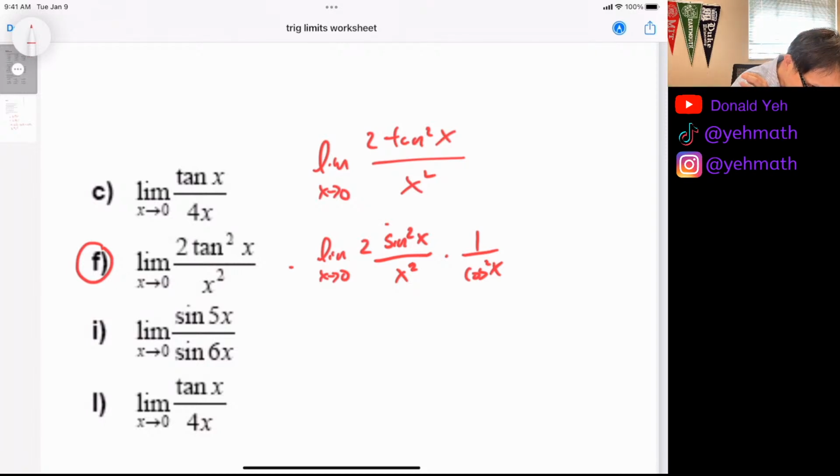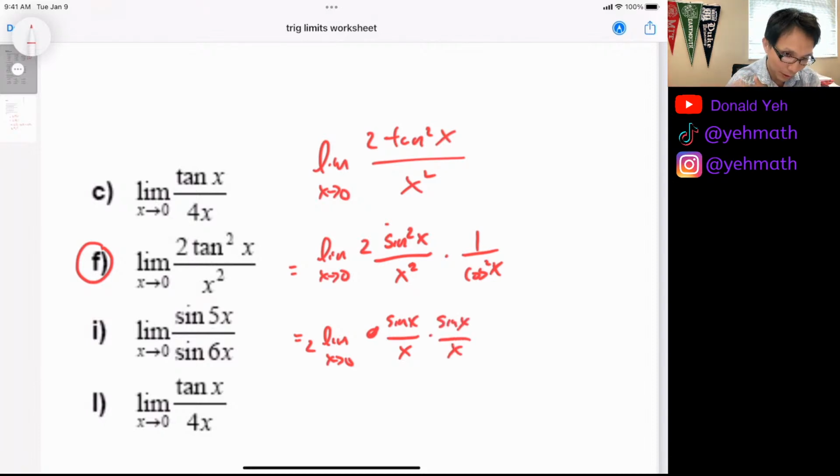And the nice thing is this. Can I just write down the limit as x approaches 0? I can even take a 2 out. And this one, just like the shadow clone we talked about yesterday, is sine of x over x times sine of x over x. Does that make sense? Because sine squared of x over x squared is sine x over x, sine of x over x, times 1 over cosine squared of x.